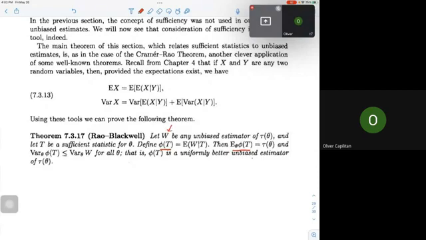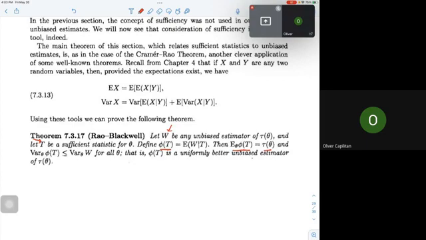We have a sufficient statistic T. Then we defined phi of T, which is a function of the sufficient stat. When we take the mean of phi of T, it is equal to tau of theta. So that means that phi of T is also an unbiased estimator of tau of theta.